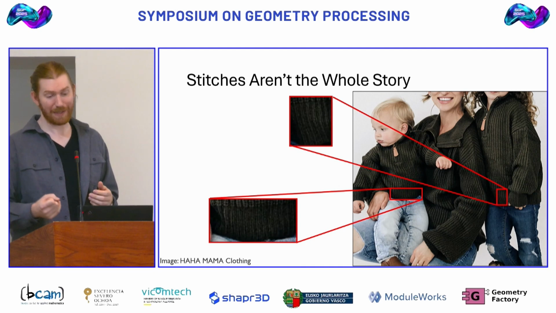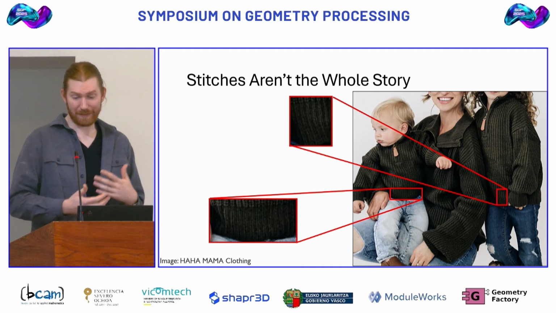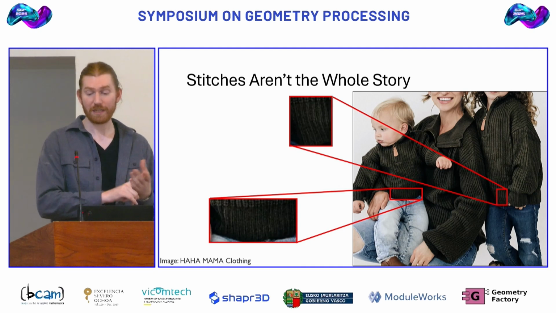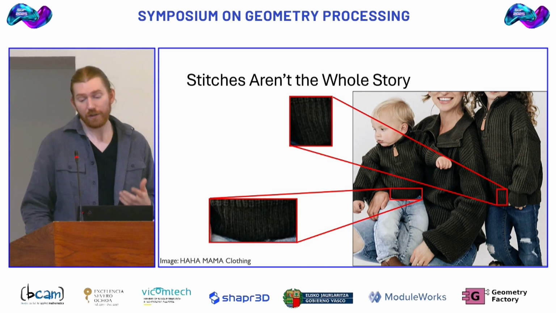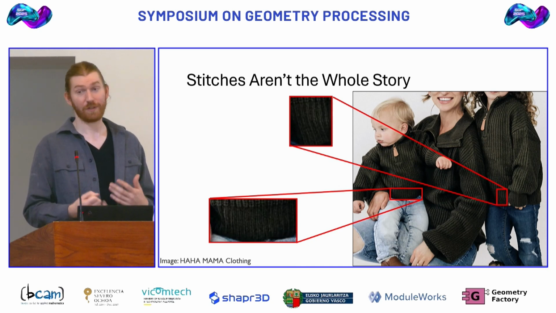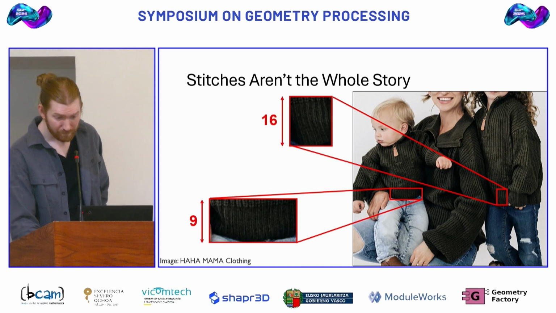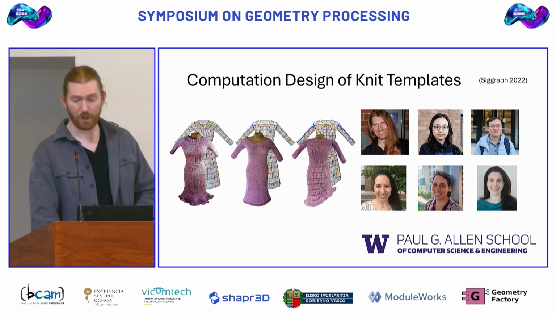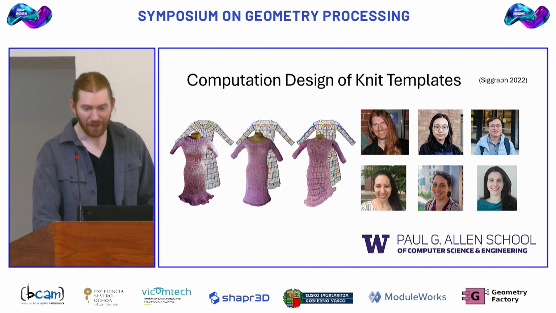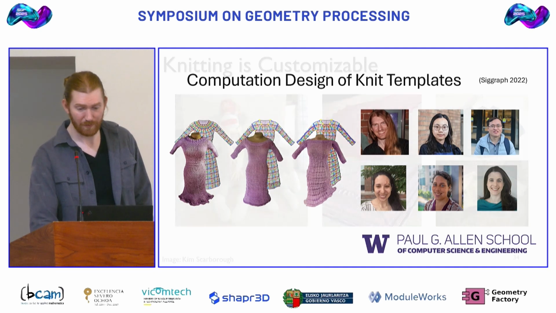However, if you were to buy a traditional hand knitting pattern to make the same thing, you'd be given one set of instructions that would be sufficient to make all of the sizes. So how come the traditional methods can do this, but our fancy visual editors can't? This is the motivation behind some work I did at the University of Washington with all these wonderful folks on the design of knit templates.